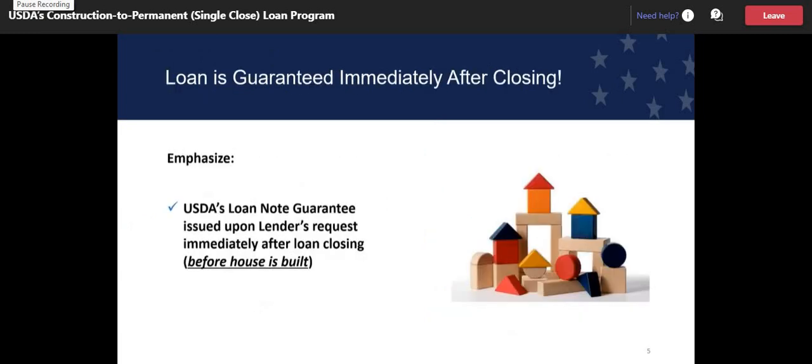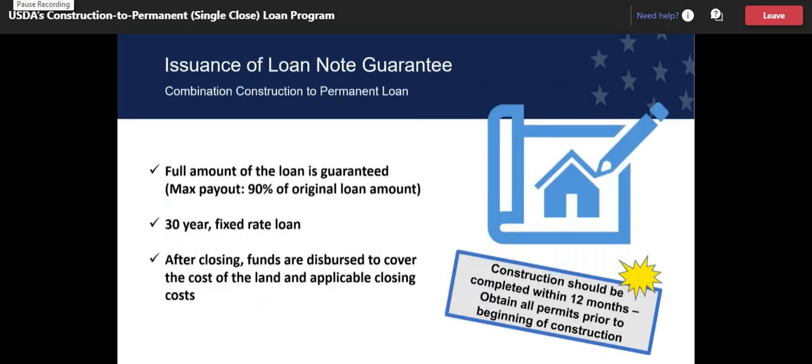So I'd like to emphasize that USDA's loan guarantee is issued immediately after loan closing, before the house is built. So this means that all parties involved are protected from loss right from the start. So the issuance of the loan guarantee, so the full amount of the loan is guaranteed. There's a footnote there that says the maximum payout is a 90% guarantee, which means the maximum payout is 90% of the original principal amount.